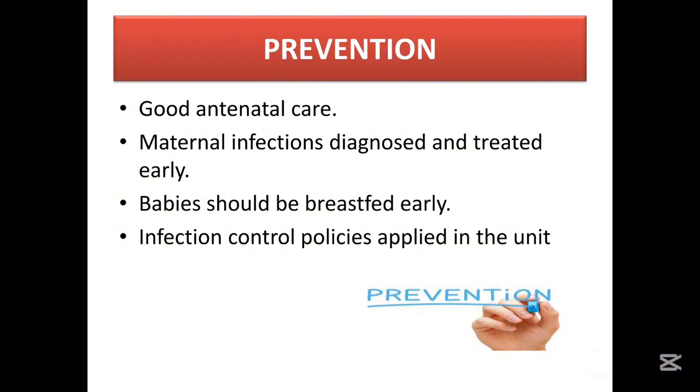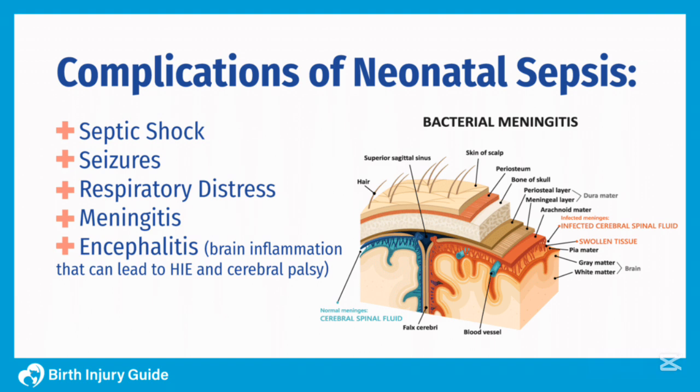So what are the complications of this condition? You can have complications such as meningitis with neurodevelopmental impairment. You can have things such as septic shock, multi-organ failure, DIC. You can also have bronchopulmonary dysplasia in preterms with prolonged ventilation. You can have hearing loss as well as cerebral palsy.